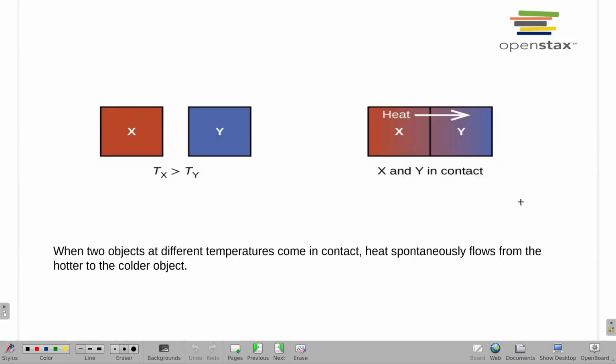Alright, we see the same thing with heat as well. What I'm looking at here is two blocks of metal. I've got one block of metal that's hot, and one block of metal that's not as hot. If I put them next to each other, in contact, the hot one will heat up the cold one. That heat transfers. Well, heat is a spontaneous flow. It's very difficult to stop it.